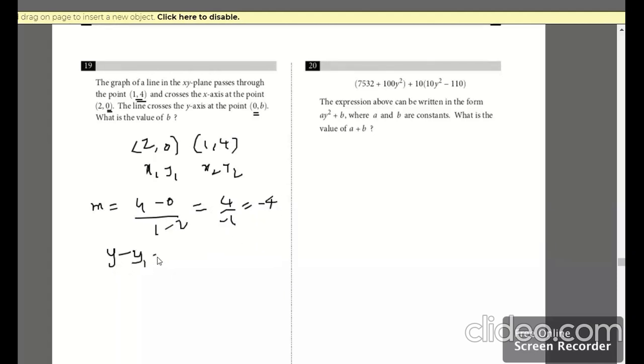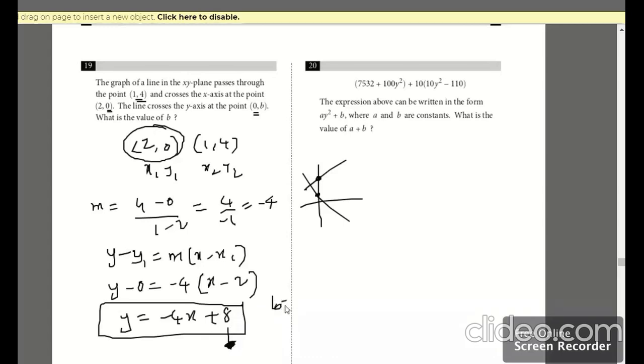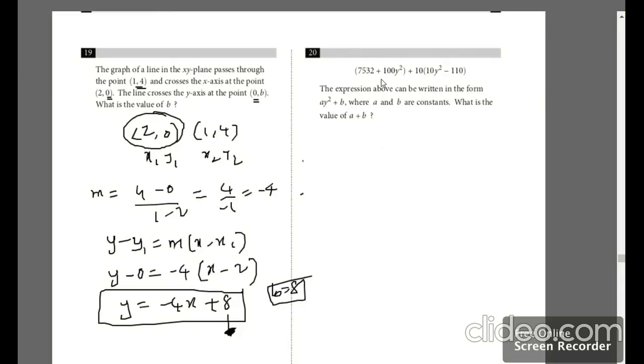Now for the equation of a line passing through a point, we know the formula, and upon substituting the point that we have, y minus 0 equals the slope, negative 4, times x minus x1, where x1 is 2. So basically y equals negative 4x plus 8. We were interested in knowing the point where it crosses the y-axis and what the value of b is. Whenever a line touches the y-axis, it means it is intercepting there. So the intercept b is nothing but 8. Isn't it simple?